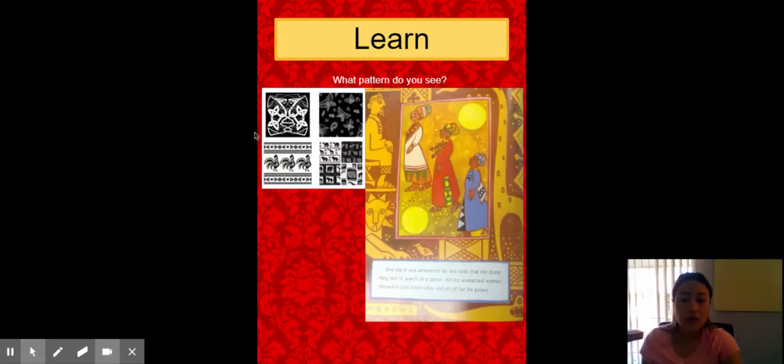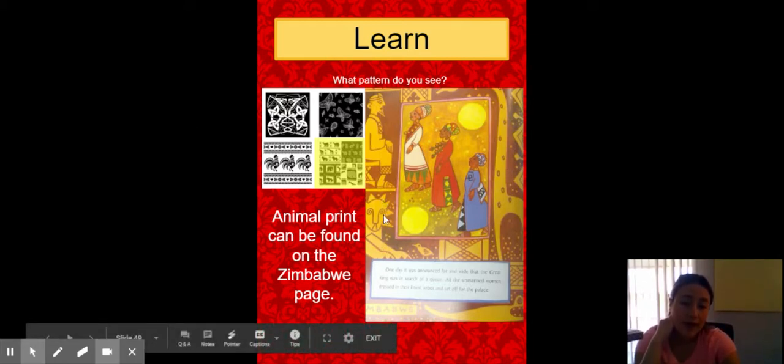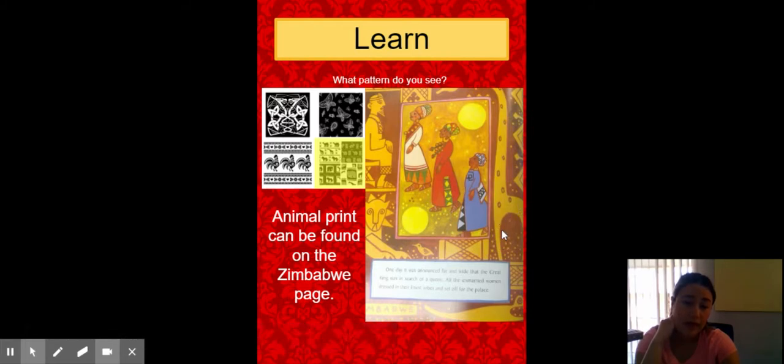So what pattern do you see here? Do you see anything on this page? This is a page from the book. Do you see any pattern here that looks similar to one of these? Animal print can be found on the Zimbabwe page. On the page that talks about Zimbabwe, we can see some type of animal print in the back. For example, here you see what looks like a lion. This looks like a little bird, and this right here, where the arrow is, could possibly be a giraffe. So we can see some animal print.